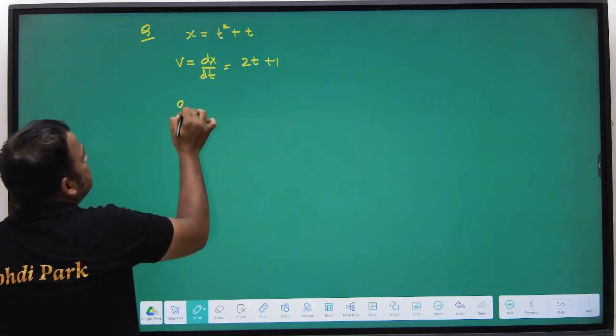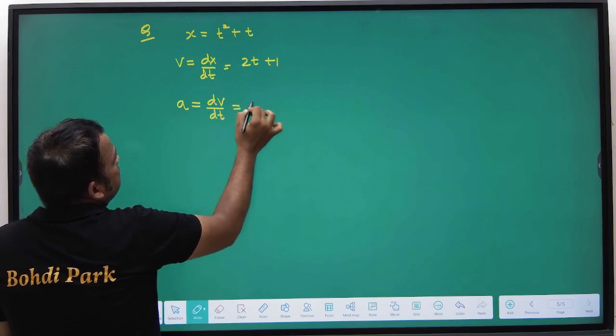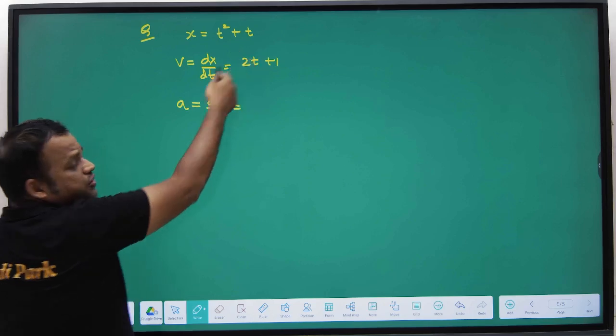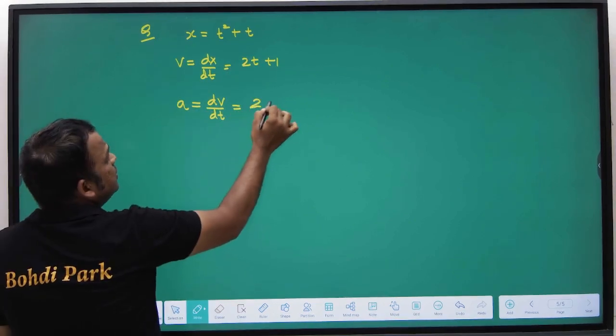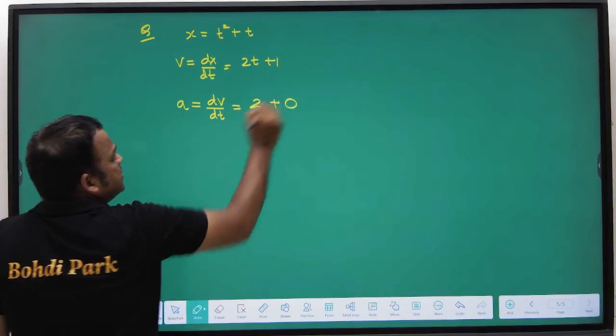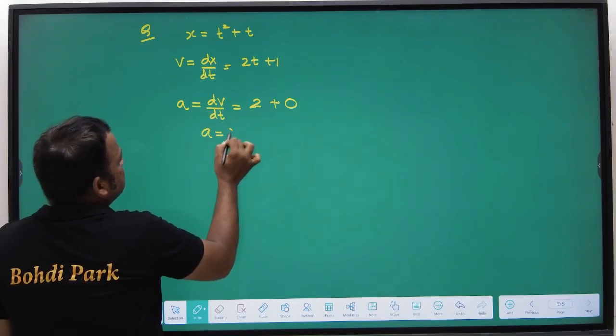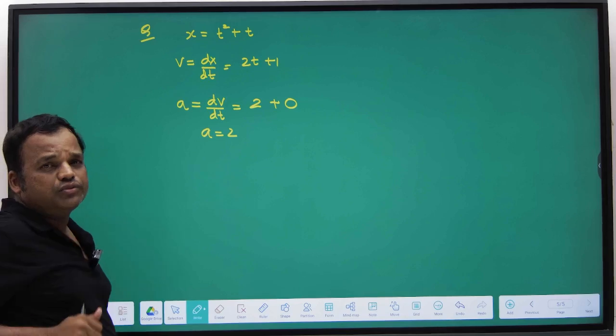And suppose acceleration is also asked. So we will use a is equal to dv by dt. So that will be equal to differentiation of 2t, which is 2, and differentiation of constant 1, which is 0. Differentiation of constant is 0. So acceleration is 2.